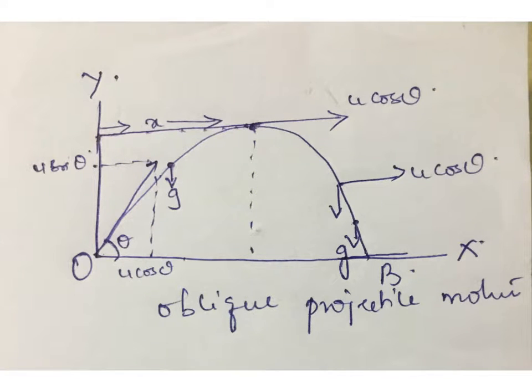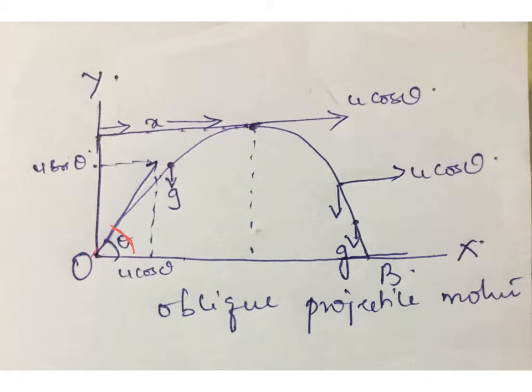So let's study about projectile motion. Projectile motion is when a constant force acts on a particle at an angle which is not equal to 0 degrees or 180 degrees, and its initial velocity should not be equal to 0, with the direction of its initial velocity.